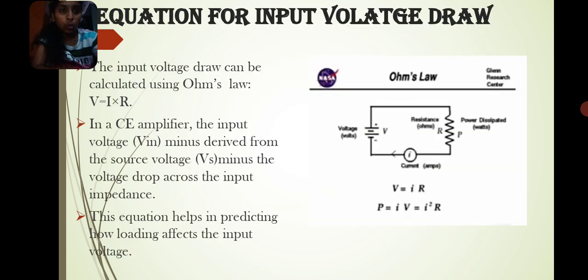Equation for input voltage draw. The input voltage draw can be calculated using Ohm's law, V equals I into R. In a CE amplifier, the input voltage Vin is derived from the source voltage Vs minus the voltage drop across the input impedance. This equation helps in understanding how loading affects the input voltage.